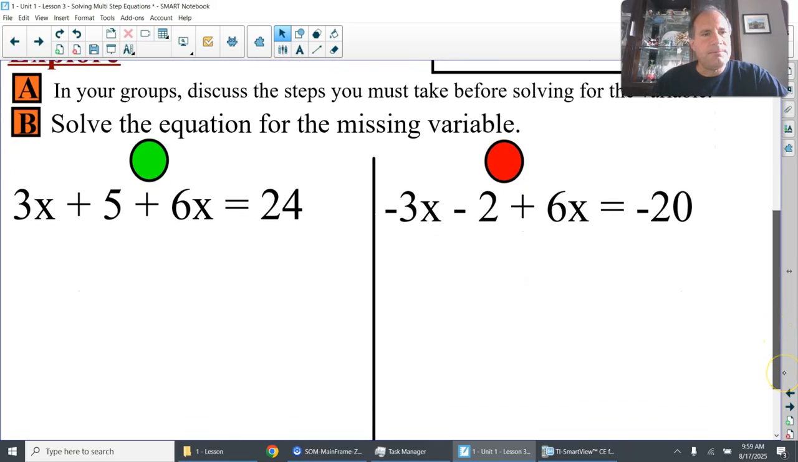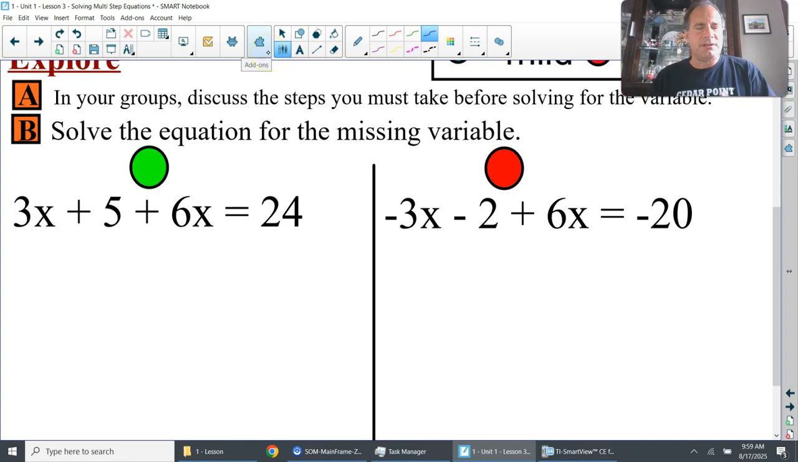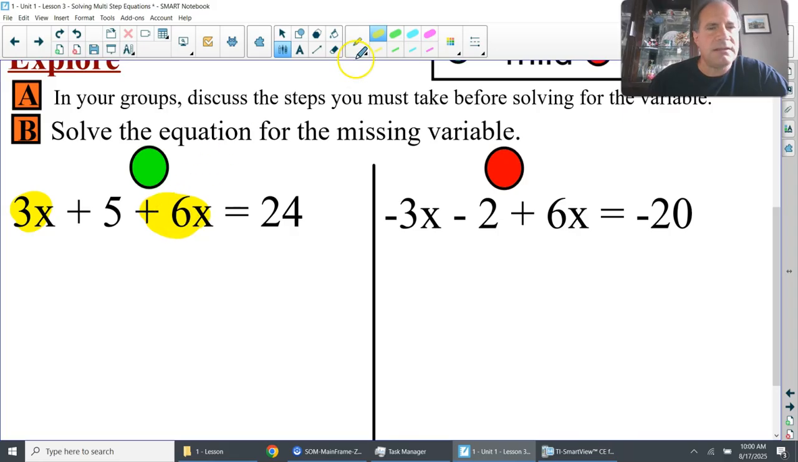All right. In your groups, we're going to discuss the steps that you must take before solving for the variable and then solve for the missing variable. So the thing is here, you have to combine like terms to get it to where we could solve for the missing variable. So when we're looking at a question like this, we see 3x and 6x. When you're reading it, that is 3x plus 6x. That is 9x. You just bring down the plus 5, the equal sign, and the 24.